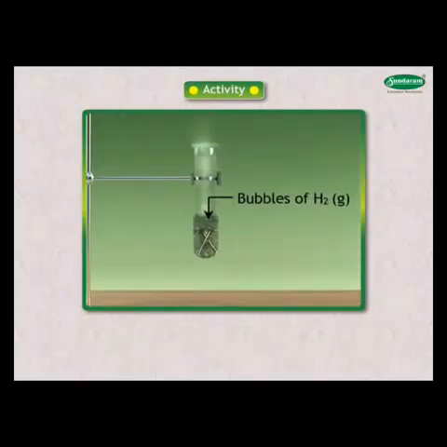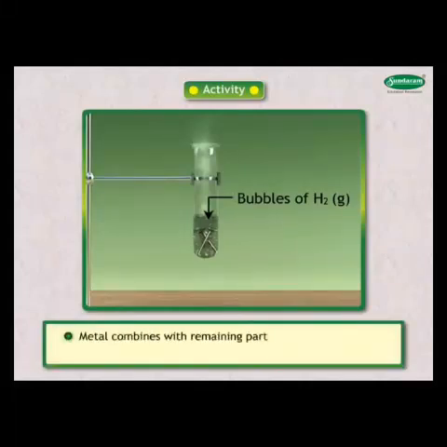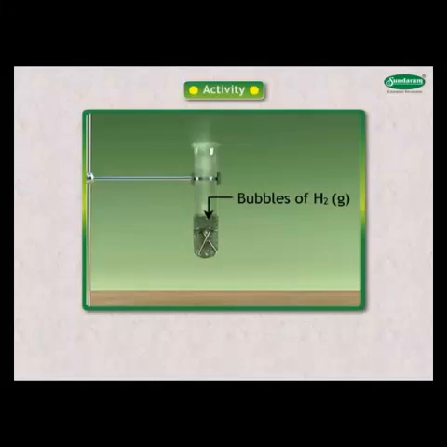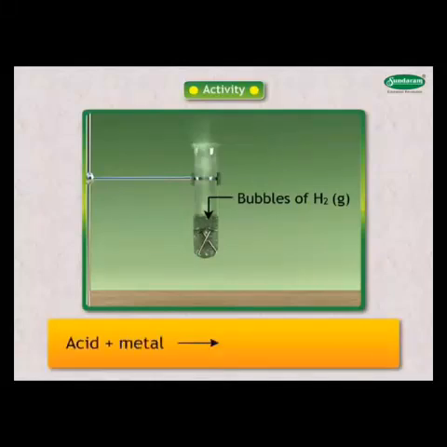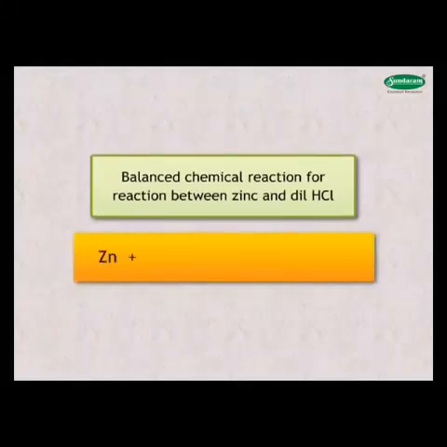Hydrogen is displaced by the active metal from the acid. Metal combines with remaining part of the acid and forms compound called salt. You can represent reaction as acid plus metal gives salt plus hydrogen gas. You can now have a balanced chemical reaction for the reaction between zinc and dilute HCl. Zn plus 2HCl gives ZnCl2 plus H2.